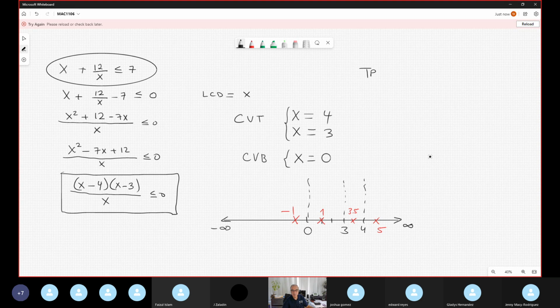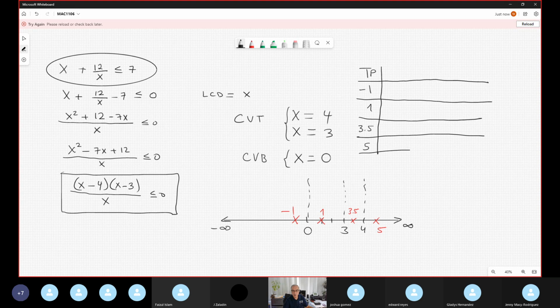You listing the testing points. -1, +1, 3.5, and 5. And you copy the column corresponding with the factor in our expression, que es x minus 4. It doesn't matter the order. X minus 3 and x. And you condensing the sign information in the last column que I call total.